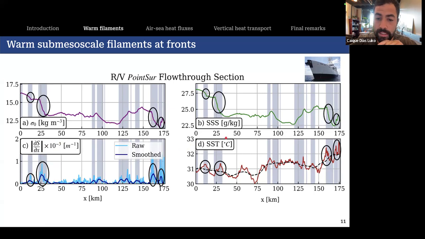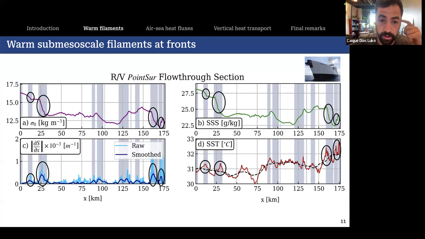And when we look at SST, here the red is the actual data, and the dashed is a running average over 20 kilometers to define the mesoscale field. And we can see that there are some submesoscale anomalies that align pretty well with the salinity fronts. These anomalies can be as strong as 0.8 degrees Celsius in these observations. And so this was our first confirmation that the filaments were indeed related to the salinity fronts.